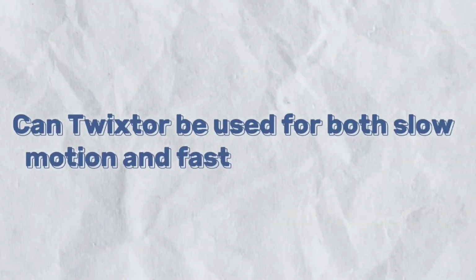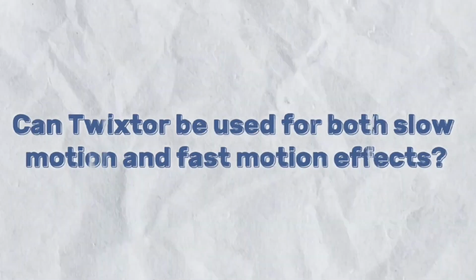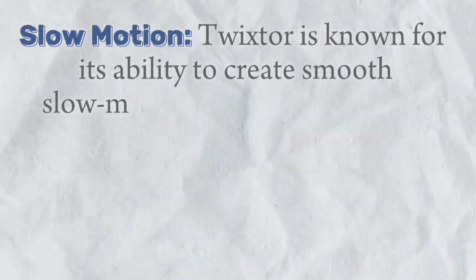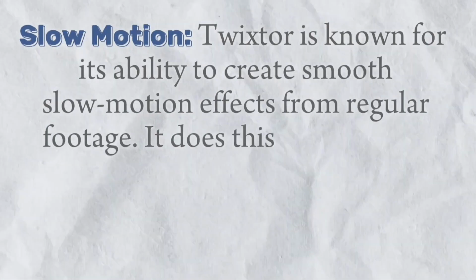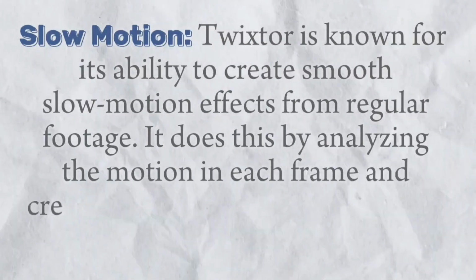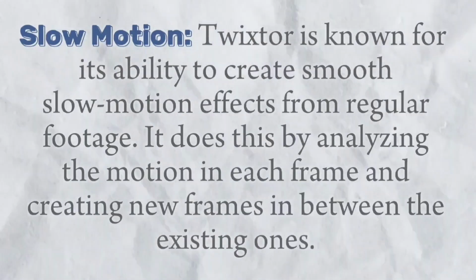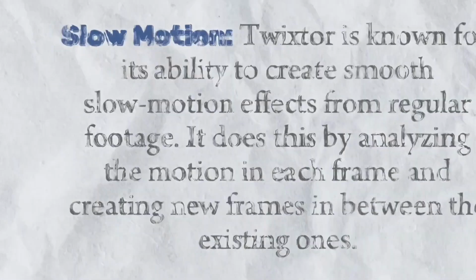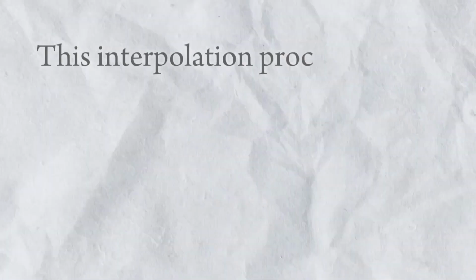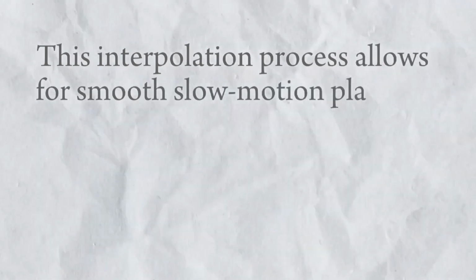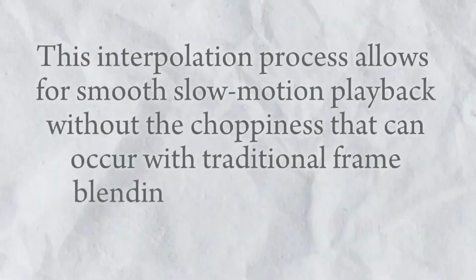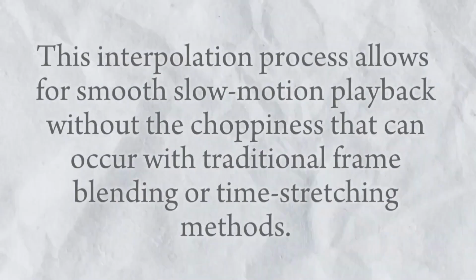Can Twixtor be used for both slow motion and fast motion effects? Slow motion. Twixtor is known for its ability to create smooth slow motion effects from regular footage. It does this by analyzing the motion in each frame and creating new frames in between the existing ones. This interpolation process allows for smooth slow motion playback without the choppiness that can occur with traditional frame blending or time stretching methods.